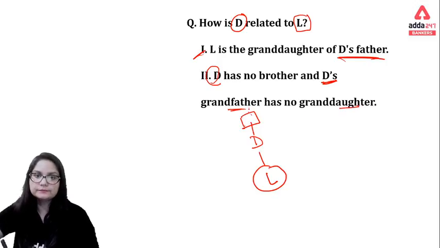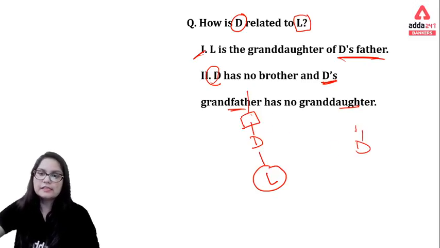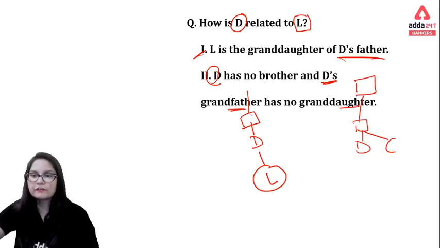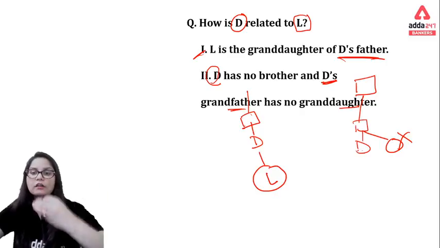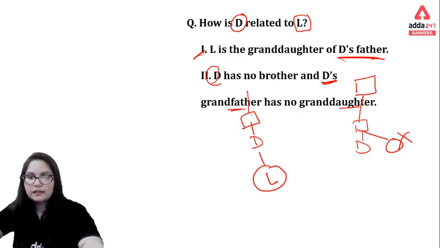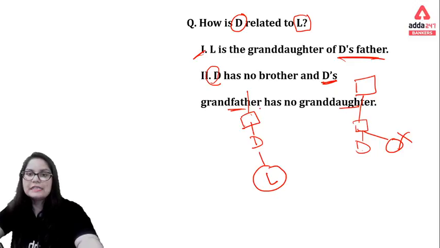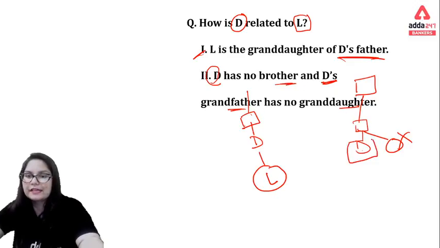D's father's father, D's grandfather, is not having any granddaughter. That means D is not having any sister, or any female in his generation. D is also not having a brother. That means D is a male person by himself.